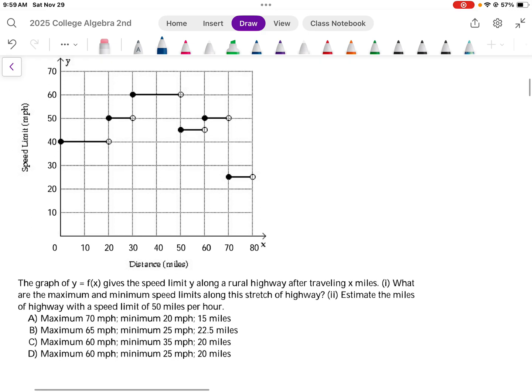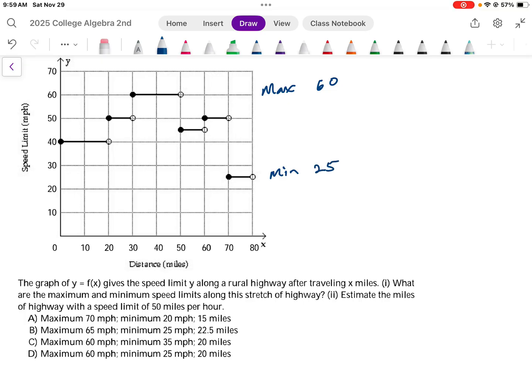All right, so the graph above gives the speed limit along a rural highway after traveling x miles. What are the maximum and minimum speed limits along the stretch of this highway? Estimate the miles of highway with a speed limit of 50 miles per hour. Great. So what's the max and what's the minimum? Well, the max is this line right there, and that would be the minimum. So that's the first thing we're going to search for. It looks like 60 is the max and maybe 25 is the min.